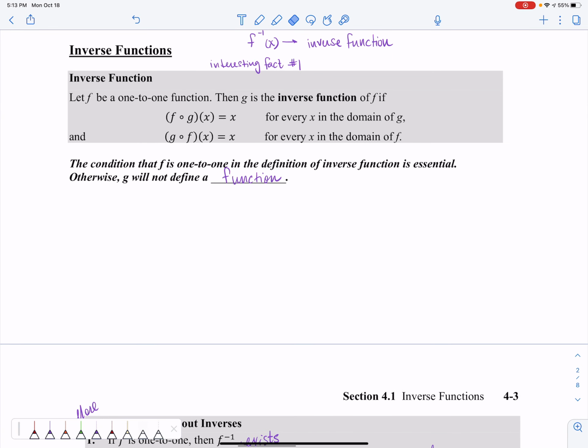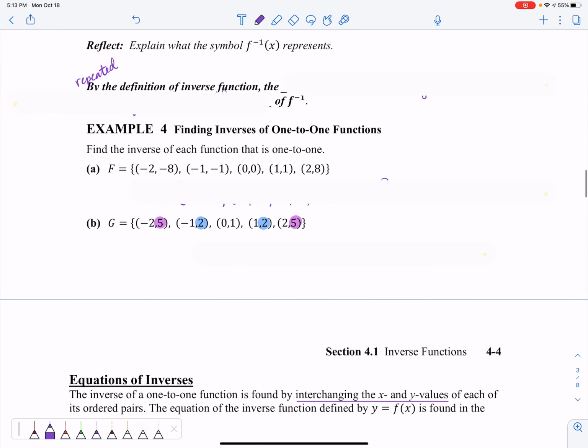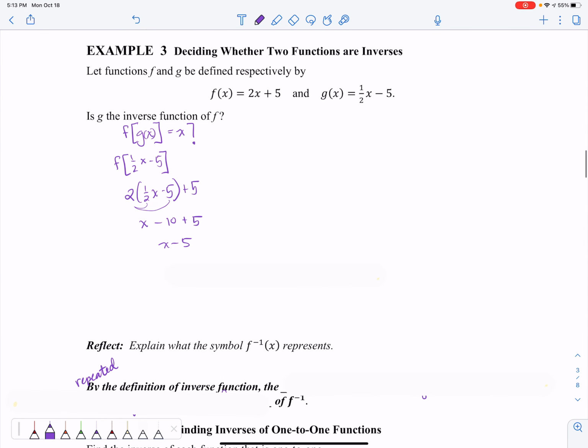We want f of g to equal x, not x minus 5. So I can immediately say right now, f and g are not inverses of each other. In fact, I don't even have to keep on testing because I can tell by the first part of the test, no, they're not inverses of each other.